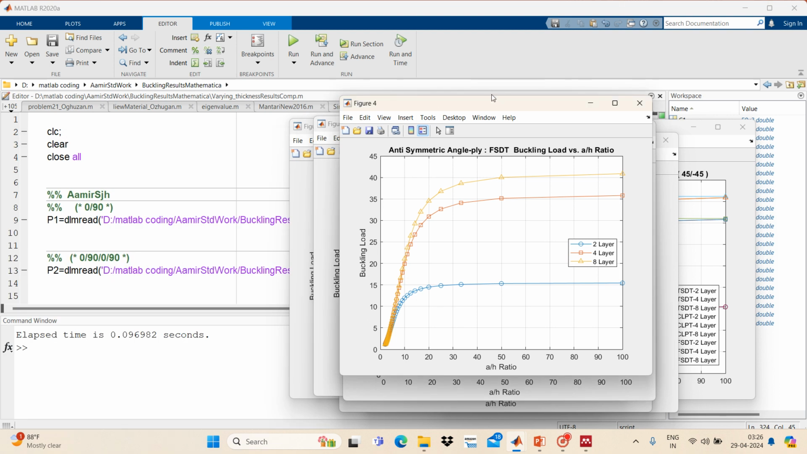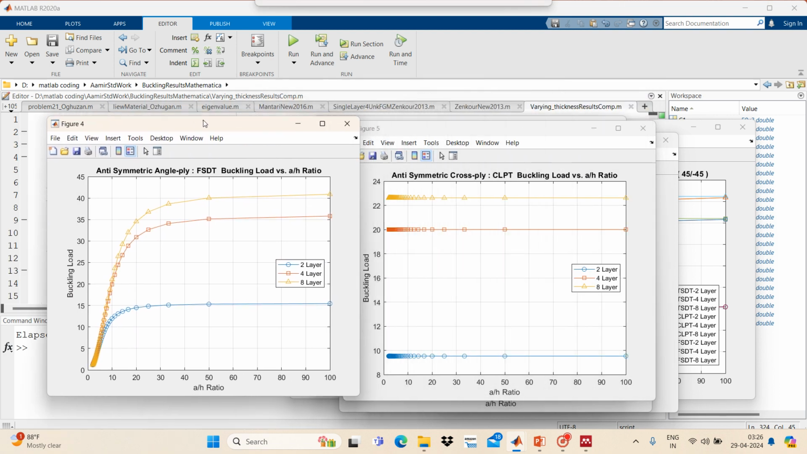We are getting this buckling load for the first order shear deformation. Then we will see the anti-symmetric angle ply, which has a 45 degree and minus 45 degree angle. This is for the 2 layer, then this is for the 4 layer, and this one is for the 8 layer, and this is also for the first order shear deformation theory.